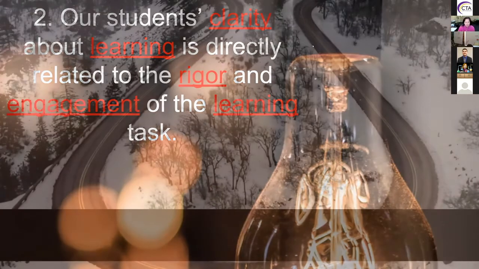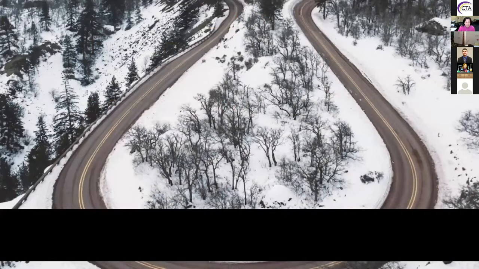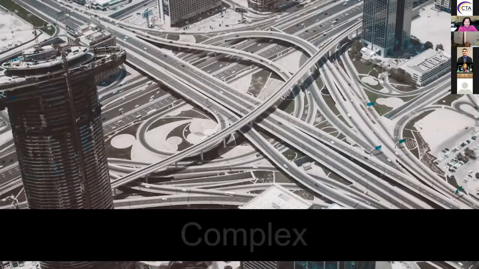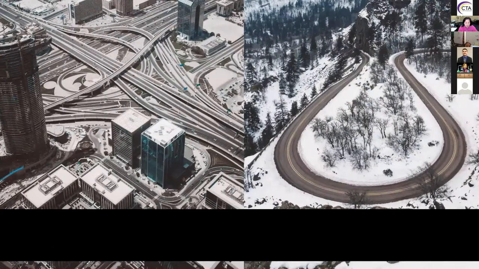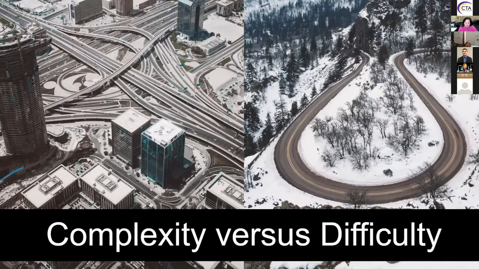Next, please. This is an example of something that's difficult. Could you imagine learning how to drive and driving on a road like this? All right, next, please. This is something that is very complex. It's a complex highway. Now, where do we find the hinge point between something that is complex versus difficult? We're going to leave it here for a minute because I want to unpack that and give you an example.